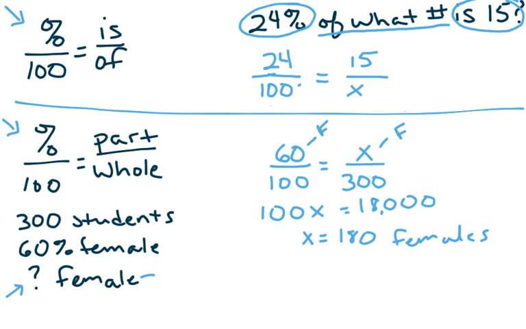There are maybe 4 or 5 of the is over of problems, and I don't know, about 2 or 3 that have part over whole.